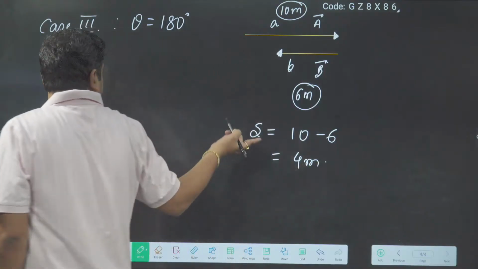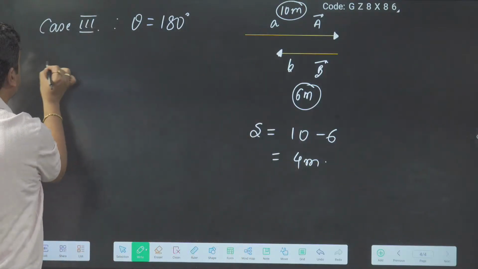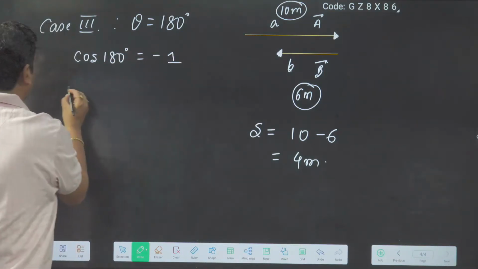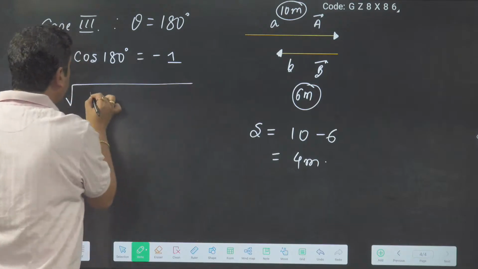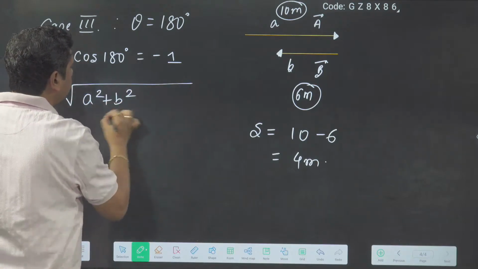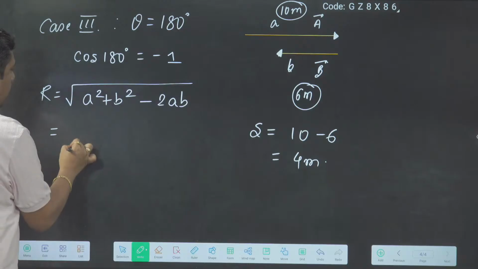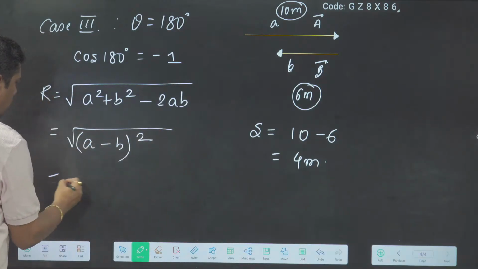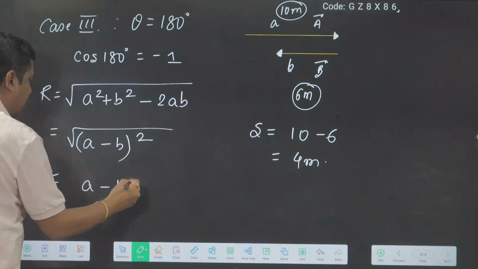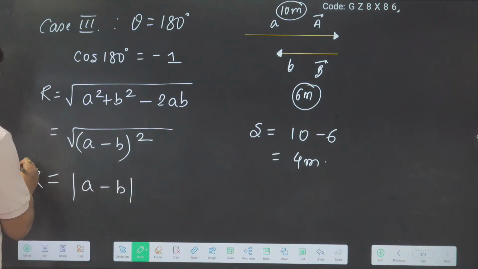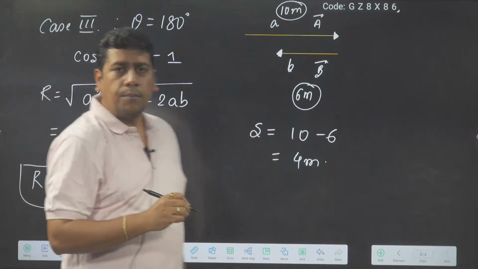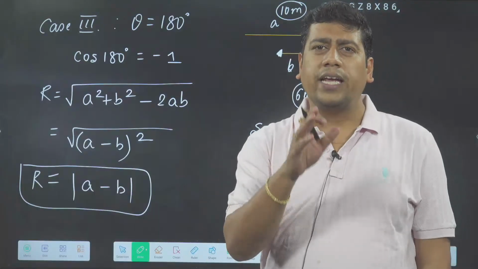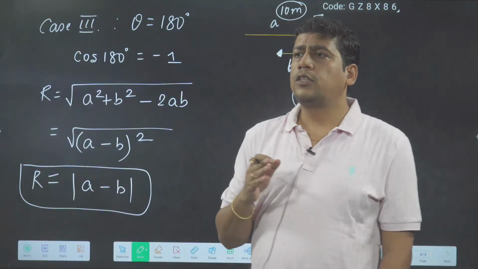Why are we getting this 10 minus 6, or a minus b? Because cos 180 degree is minus 1. So if you find the resultant, it will be under root a square plus b square minus 2ab, which is a minus b whole square. So it will become a minus b. But since magnitude is not supposed to be negative, I am putting a mod sign because I don't know whether a is more or b is more.